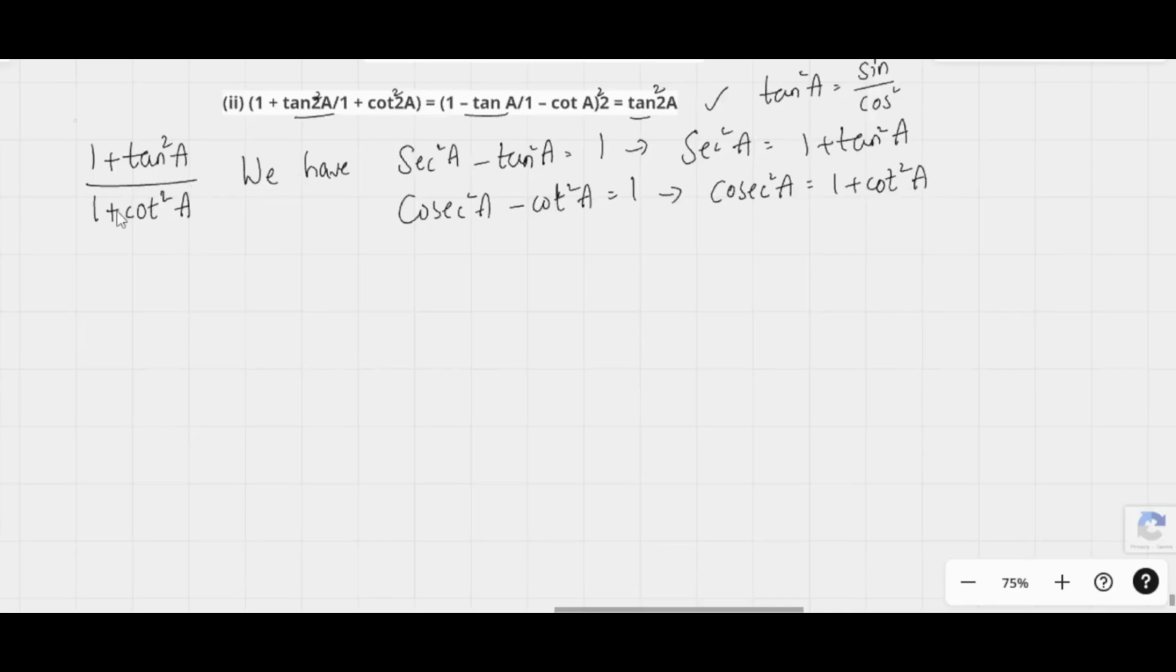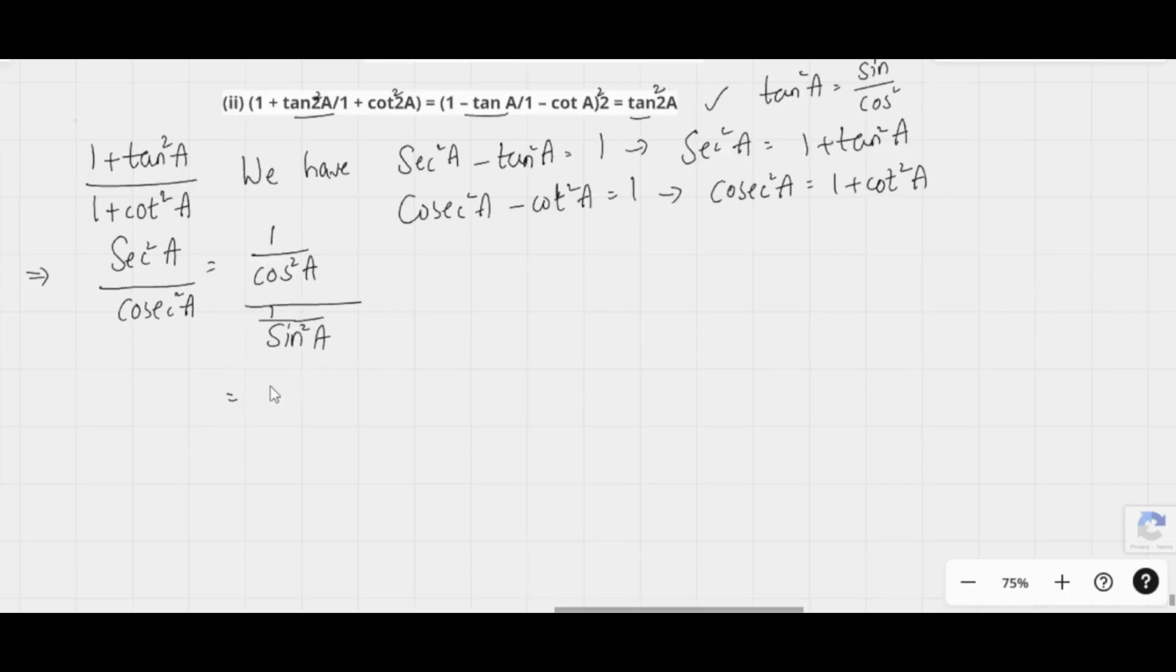So the denominator 1 plus cot square A can be written as cosecant square A. I am substituting the numerator as secant square A by using my identity, and the denominator as cosecant square A by using another identity. Now I am just writing the ratios. Sec square is nothing but 1 by cos square A, and cosecant square is nothing but 1 divided by sin square A. We got our answer.